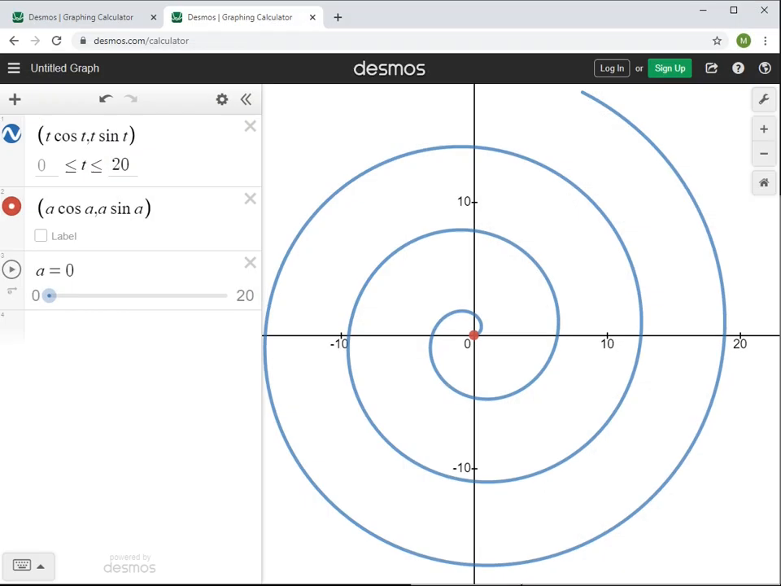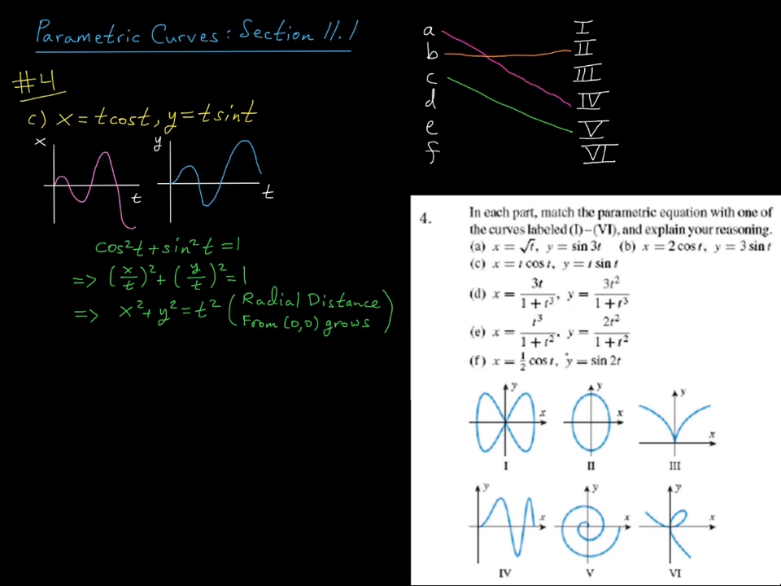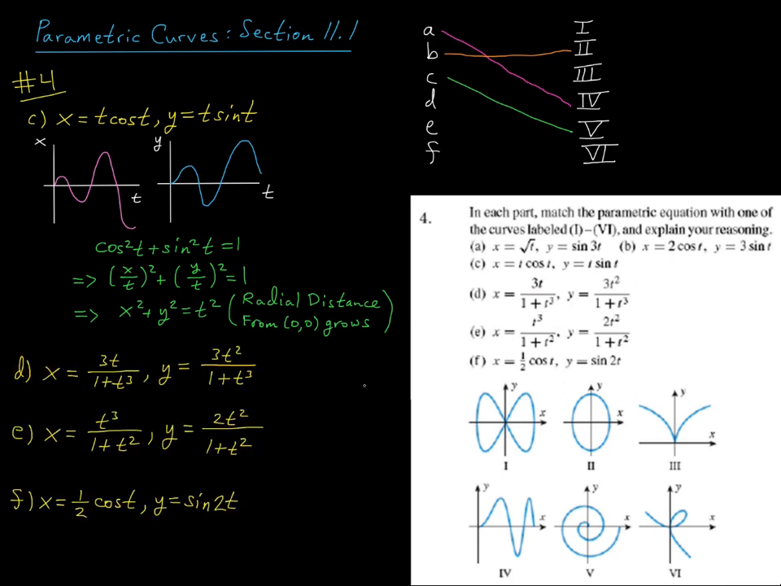Now here's an animation of that curve. So I just put in the parametric equations, and then here's a tracing point. So if I hit play, I see that this particle is spiraling away from the origin as the parameter increases. All right, very good. And now that leaves us with 3 left. We have D, E, and F.